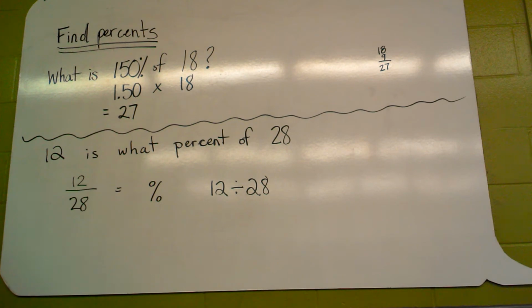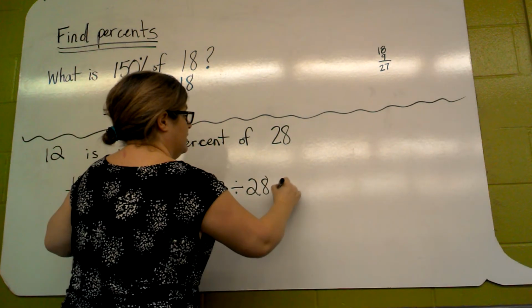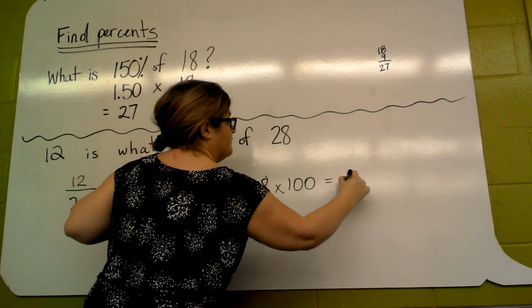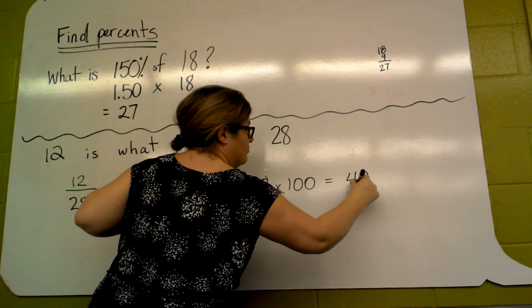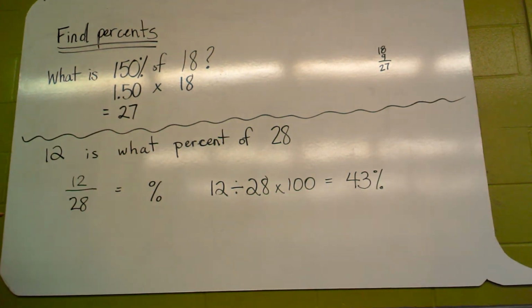0.428. So 43. What's the last thing? Look at this. There's your hint. Times by 100, and I get 43.0, I'm going to round it, 43%. Okay? Let's try one more of these.